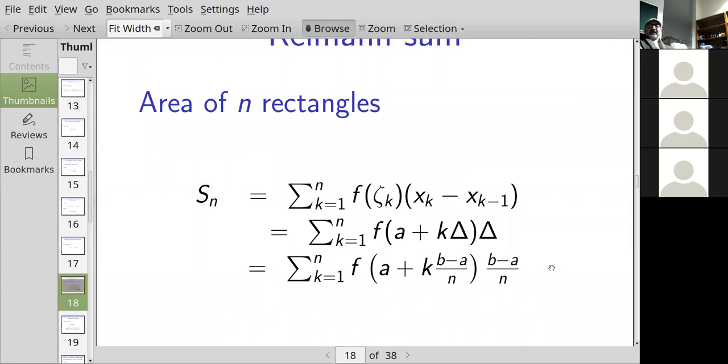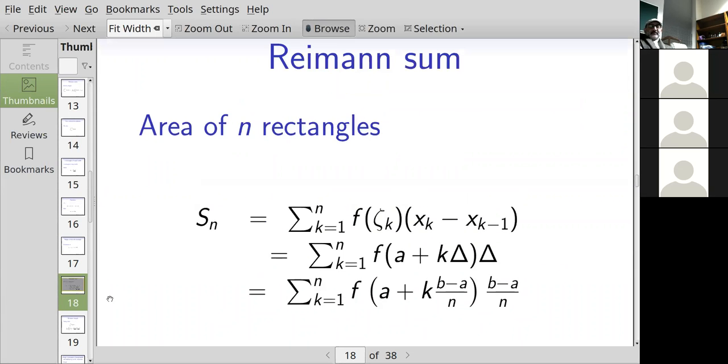So let's put that all into our formula. Let's say the Riemann sum using n rectangles, which is going to approximate that integral, is equal to the summation k equals 1 to n of f of zeta k times xk minus xk minus 1. Okay, that's the general formula for a Riemann sum.